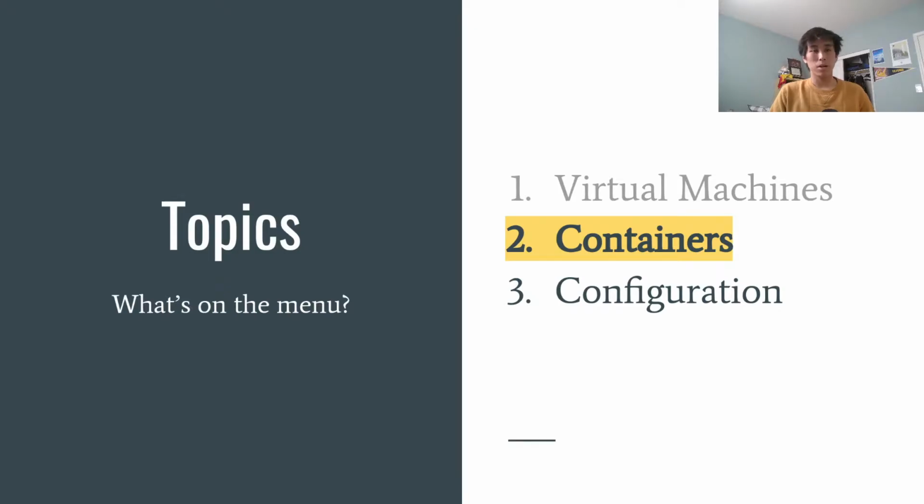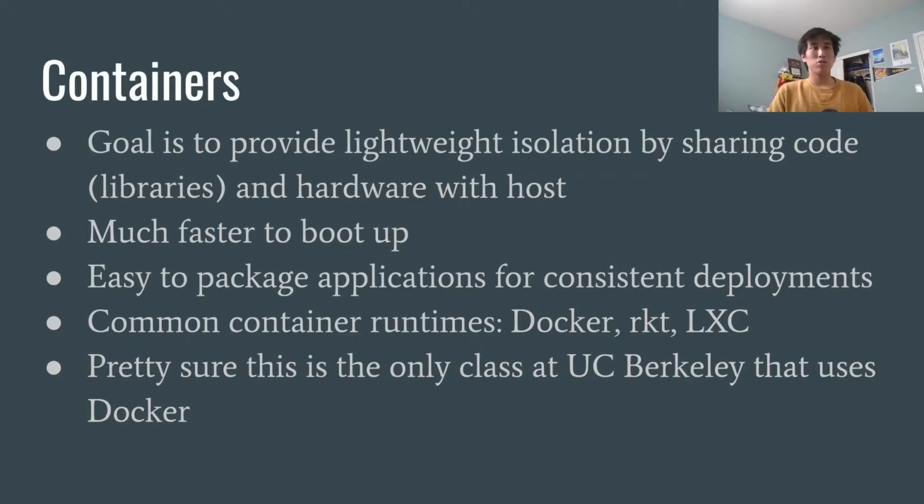So we'll be moving on to containers. You can think of containers as a lightweight VM. They're technically not a VM, but you can think of them similarly. We won't get too deep into how exactly they work, but their goal is to provide lightweight isolation by sharing some code, like libraries and hardware, with the host. So it's a lot faster to boot, like seconds or even less sometimes. It also makes it easy to package applications for consistent deployments. Some of the most common ones you may have heard of are Docker, Rocket or RKT, I think that's how it's said, and LXC, or Linux containers.